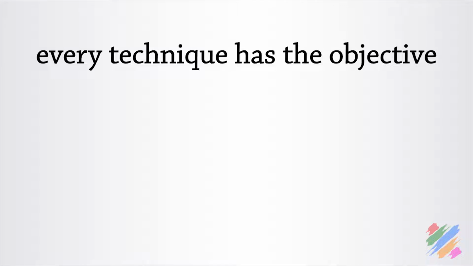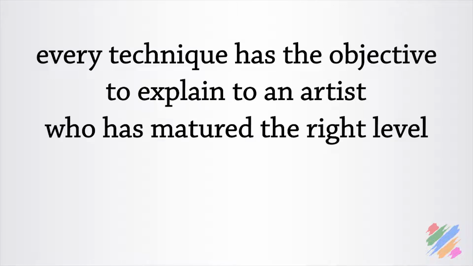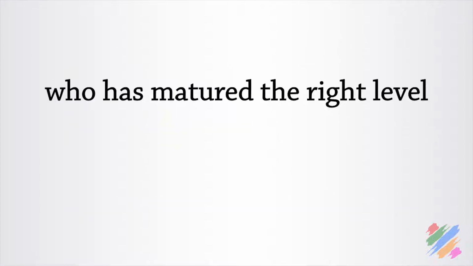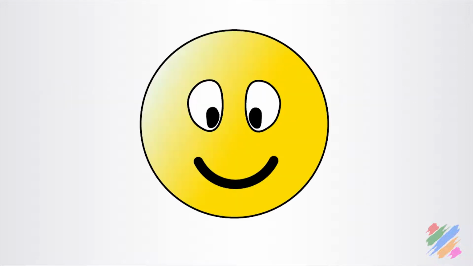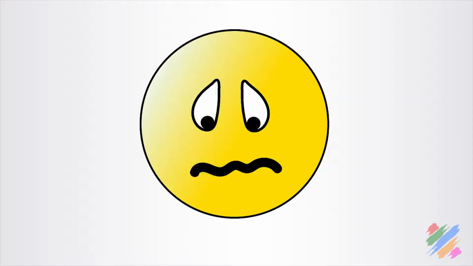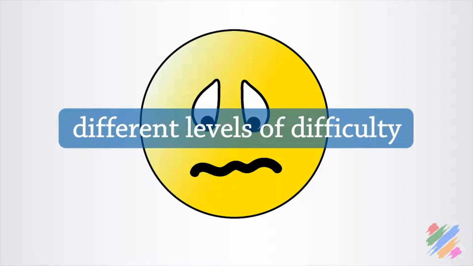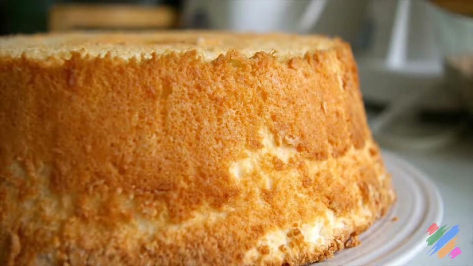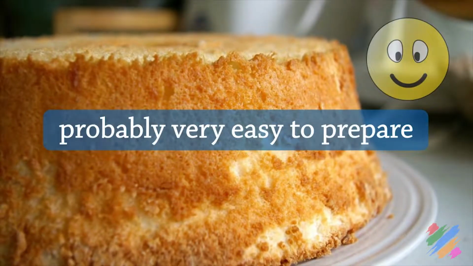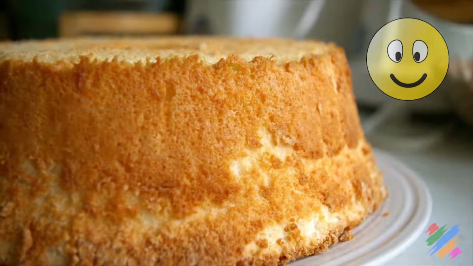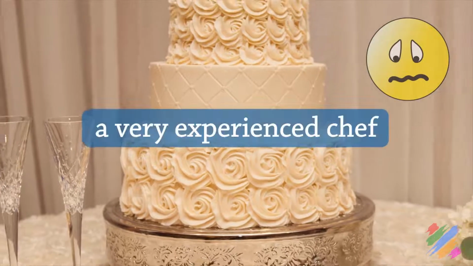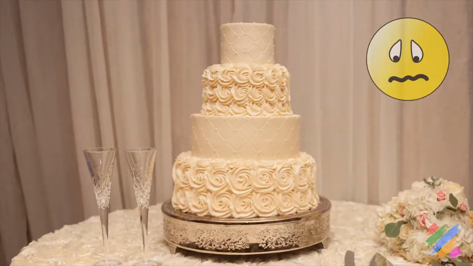Every technique has the objective to explain to an artist who has matured the right level of experience how to create a specific benefit. Who has matured the right level of experience, because not all the techniques are meant for everyone. There are different levels of difficulty. Like, for example, in the art of cooking, we have the recipe to make this cake, which is probably very easy to prepare and almost everyone can do, and this other type of cake that only a very experienced chef is able to create.